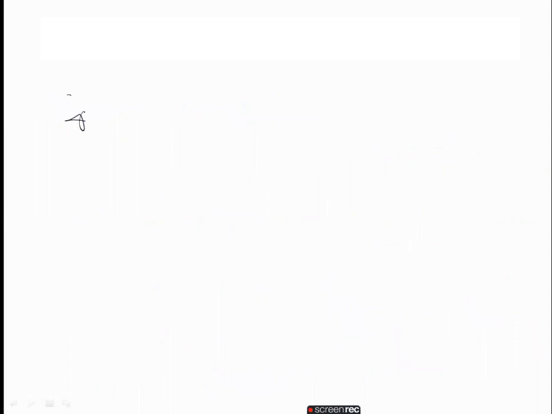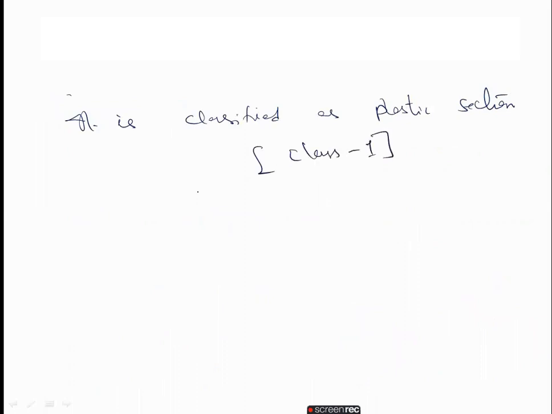So you will write here, it is classified as plastic section, that is a class 1 section. Like this you have to do the class 1 or class 2 section. Now we will calculate the shear capacity of the section. I will write the formula.